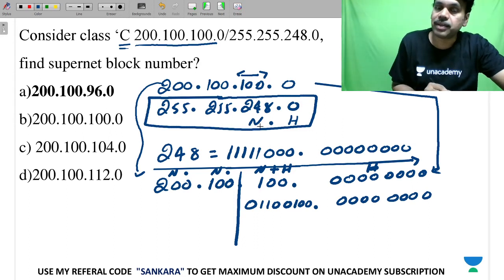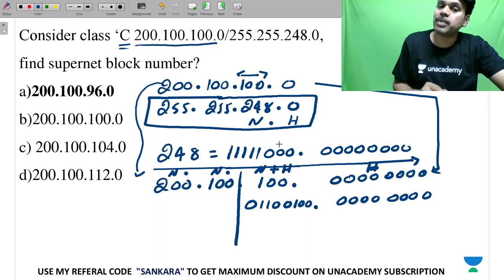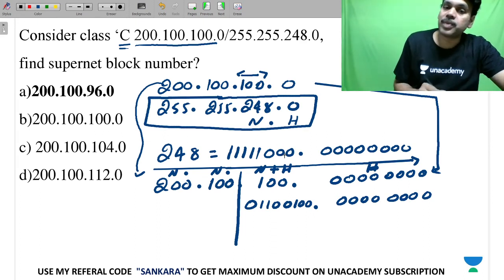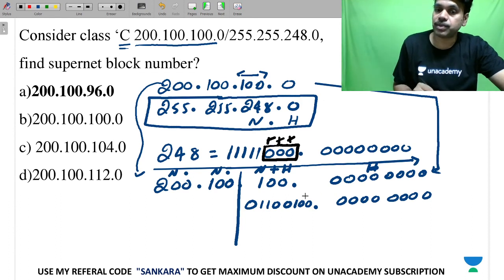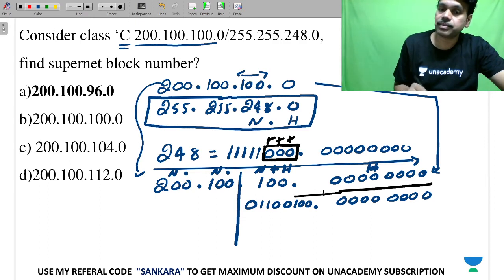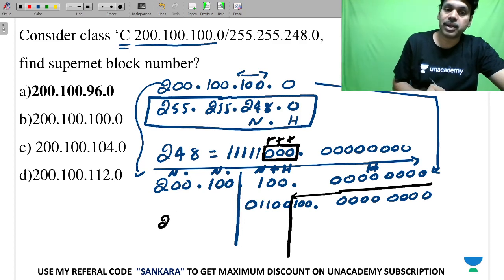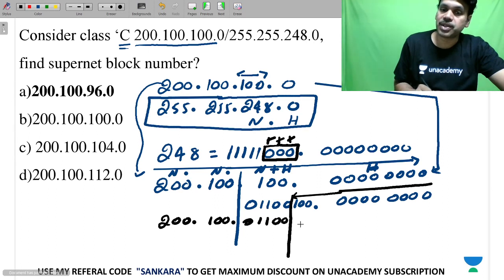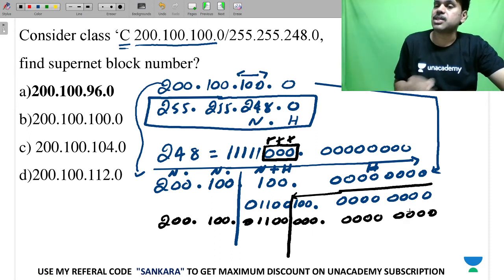Now listen carefully. How many bits are supernetted, or how many bits are borrowed? These are the borrowed bits. That means these ones become 0. So you got 3 borrowed bits. Therefore, this is completely your HID part, and the rest is your NID part. So drop it: 200.100.01100, and they are going to be zeros. That's it. He asked the starting block number only.